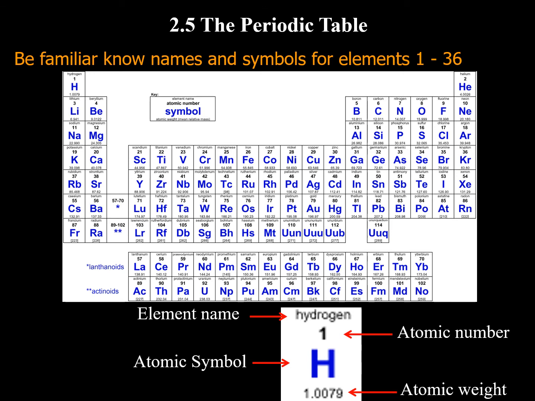If you recall, here is the atomic number, and we have an atomic weight, and here the atomic symbol. We're looking at hydrogen as the element name. It has an atomic number of 1 and an atomic weight of 1.0079. We explained why it's not just 1, but 1.0079, because of the isotopes.